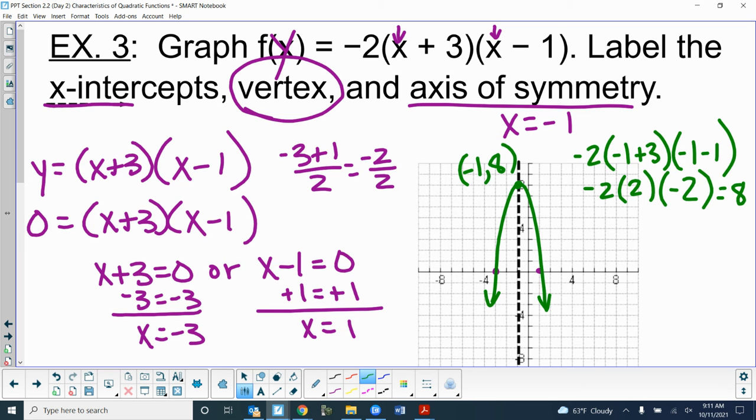If I asked you, where's it increasing? Going left to right, it's this one. So it would be when x is less than negative 1, right? Decreasing is when x is greater than negative 1, if we had to answer that. Is this a min or a max value? Max. What would that max value be? 8. What's the domain? All real numbers. What's the range? y is less or greater.